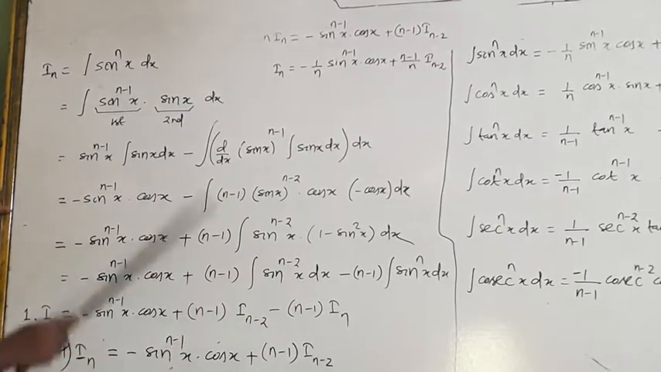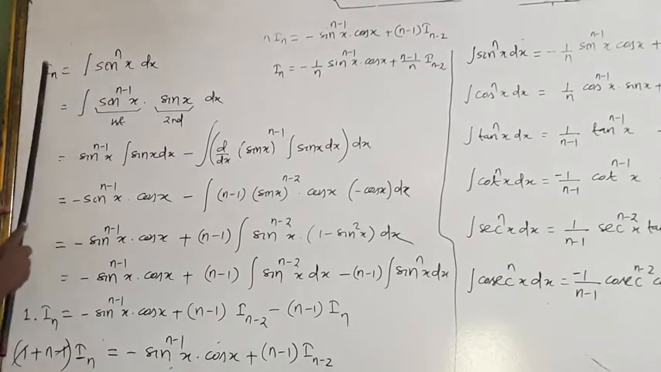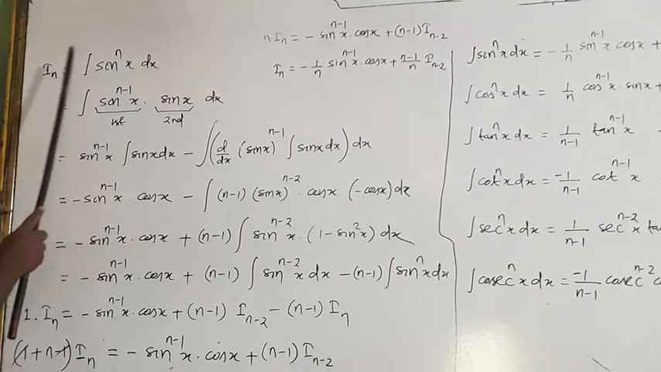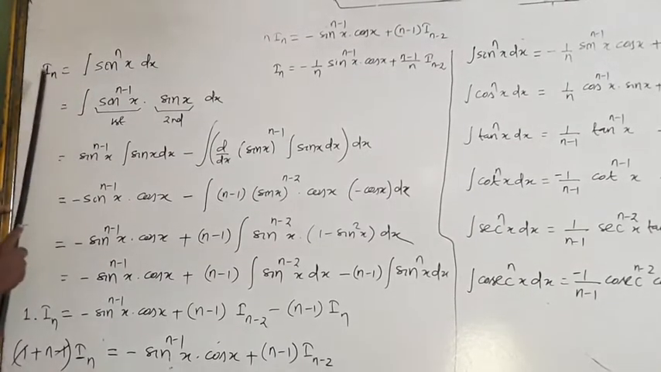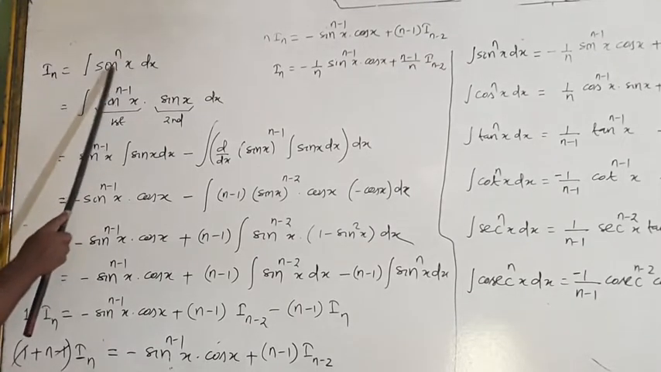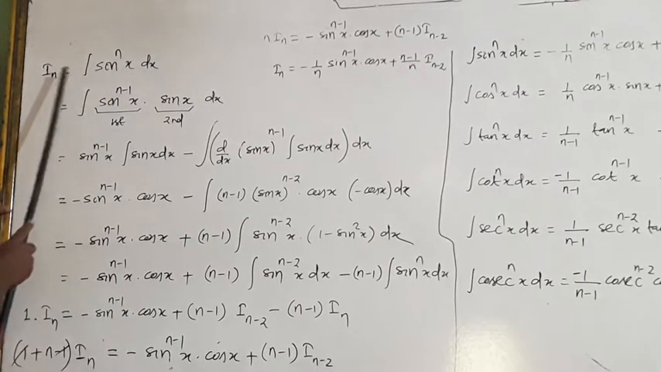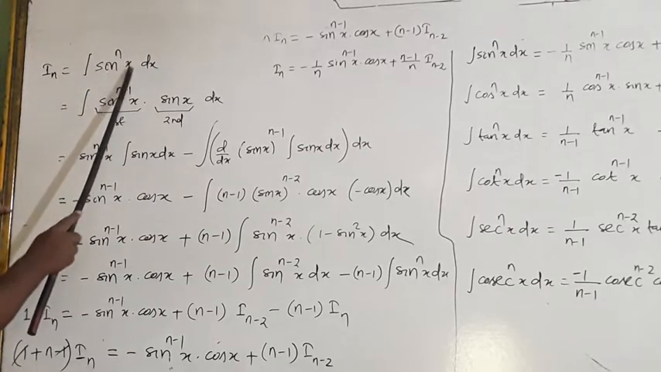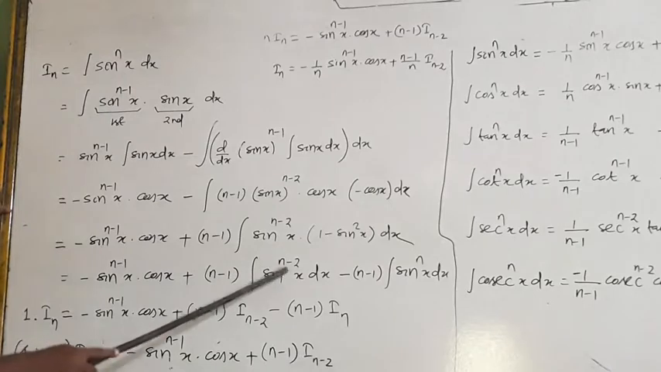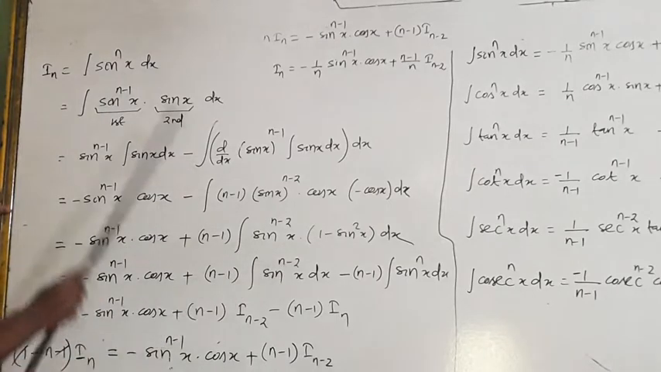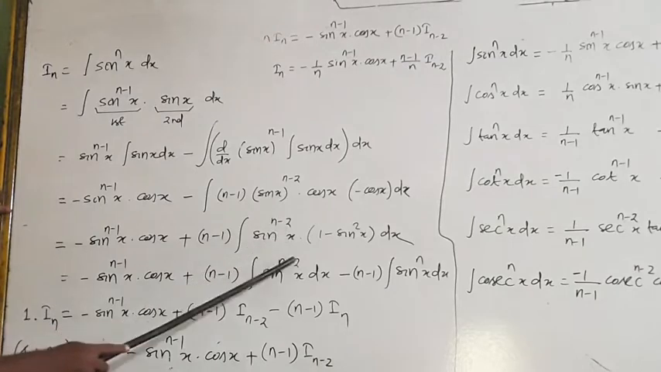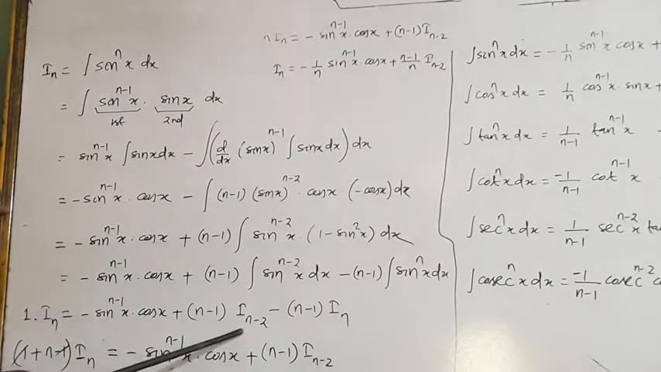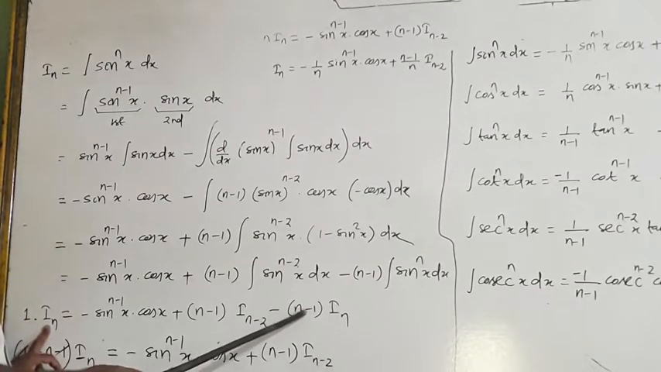Look at it properly. I am repeatedly telling you: if sine power n integration I am taking as In, then sine power n minus 1 integration dx will be I n minus 1, and sine power n minus 2 x dx will be I n minus 2. Here sine power n minus 2 is called I n minus 2, and minus n minus 1 sine power n is In. Now look here, one In, and here minus n minus 1 In.